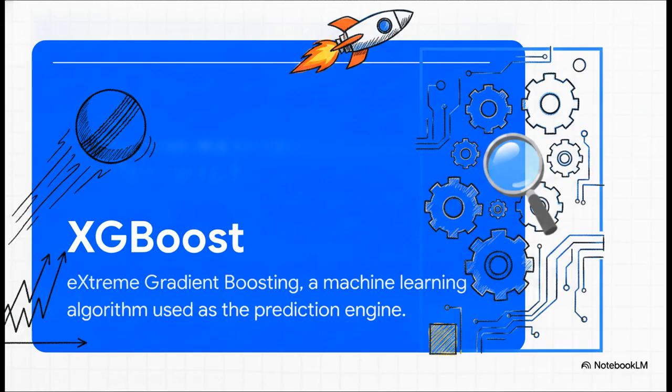So to capture those massive, nonlinear swings, simple historical averages or basic statistical models just don't cut it anymore. Enter the technological hero of our explainer. It's called XGBoost, which stands for Extreme Gradient Boosting. Now, I know that sounds like a sci-fi rocket thruster, but it's actually the machine learning algorithm that serves as the prediction engine for Cricmetric.